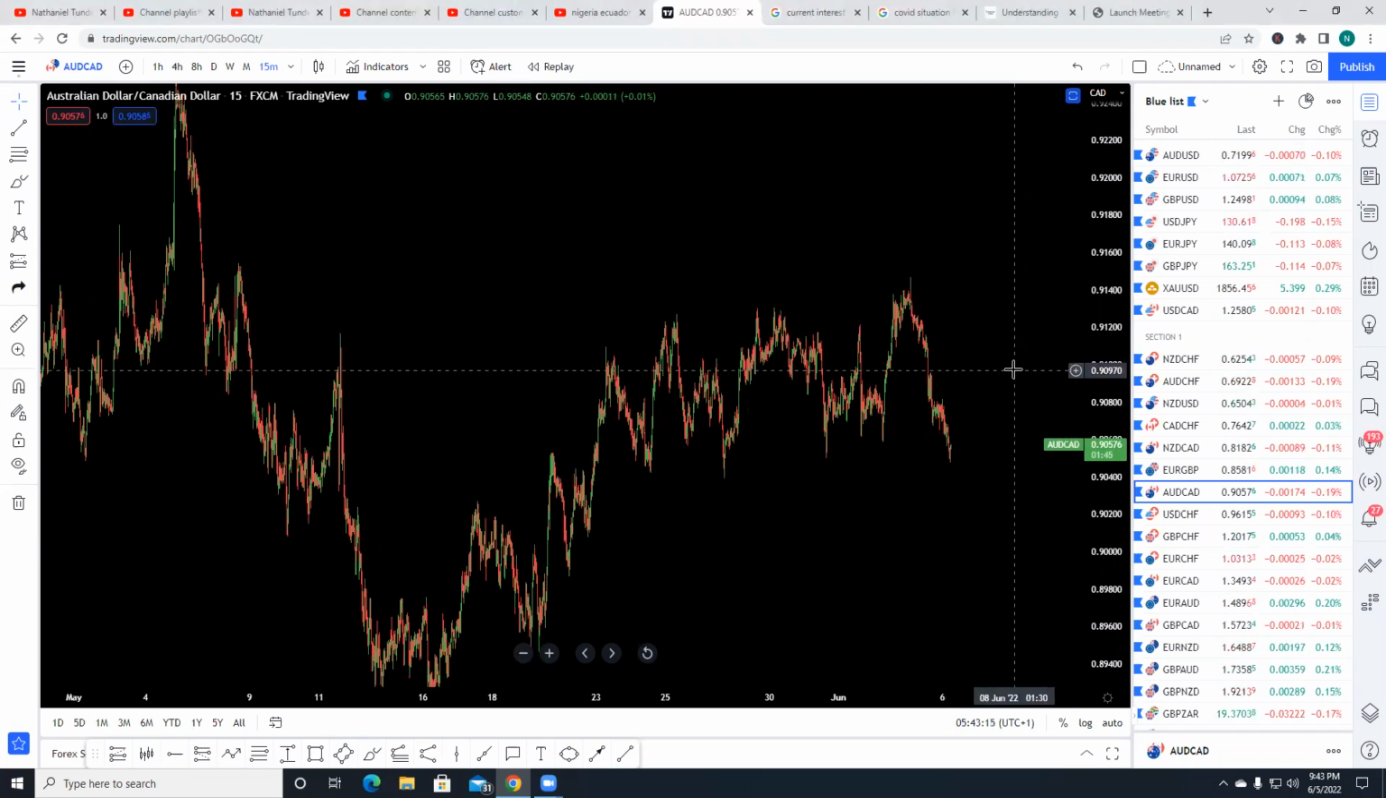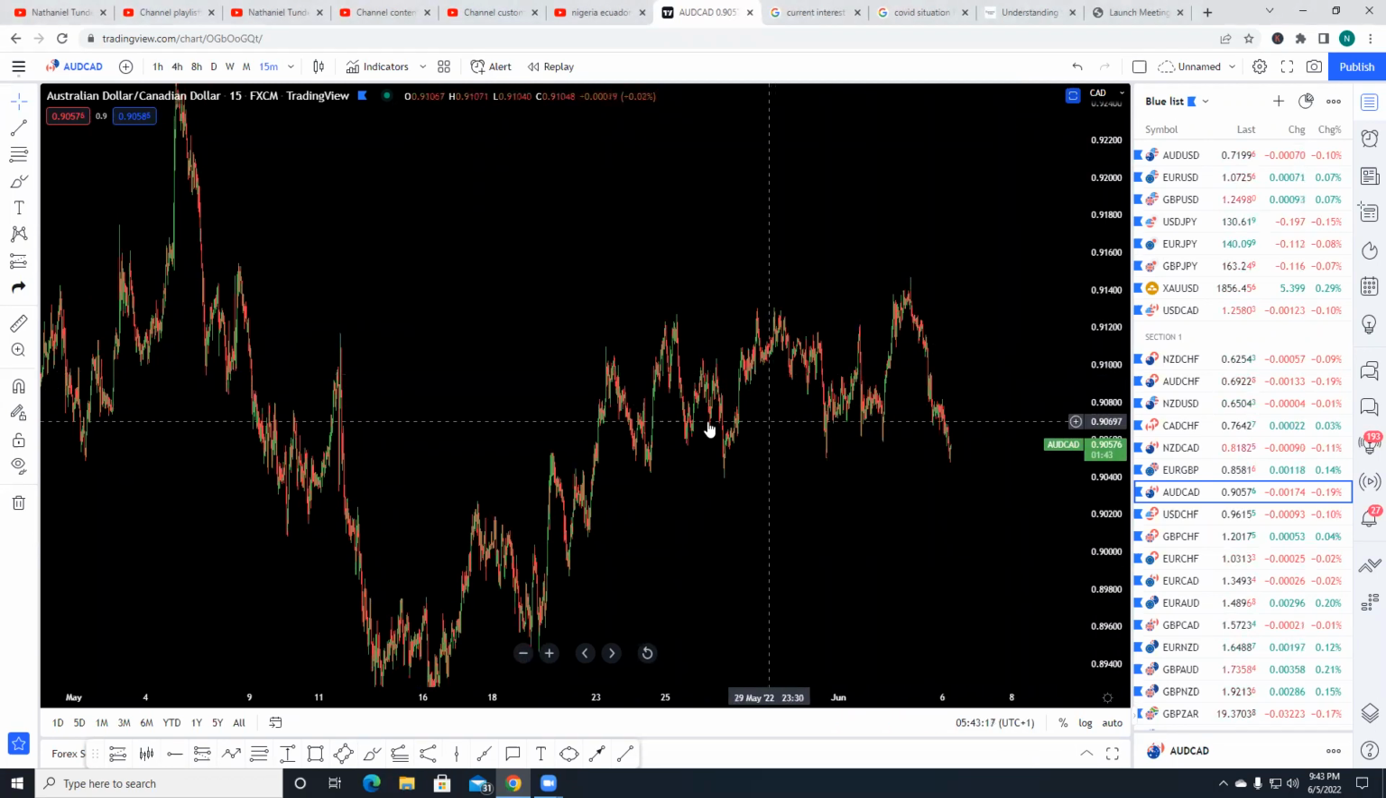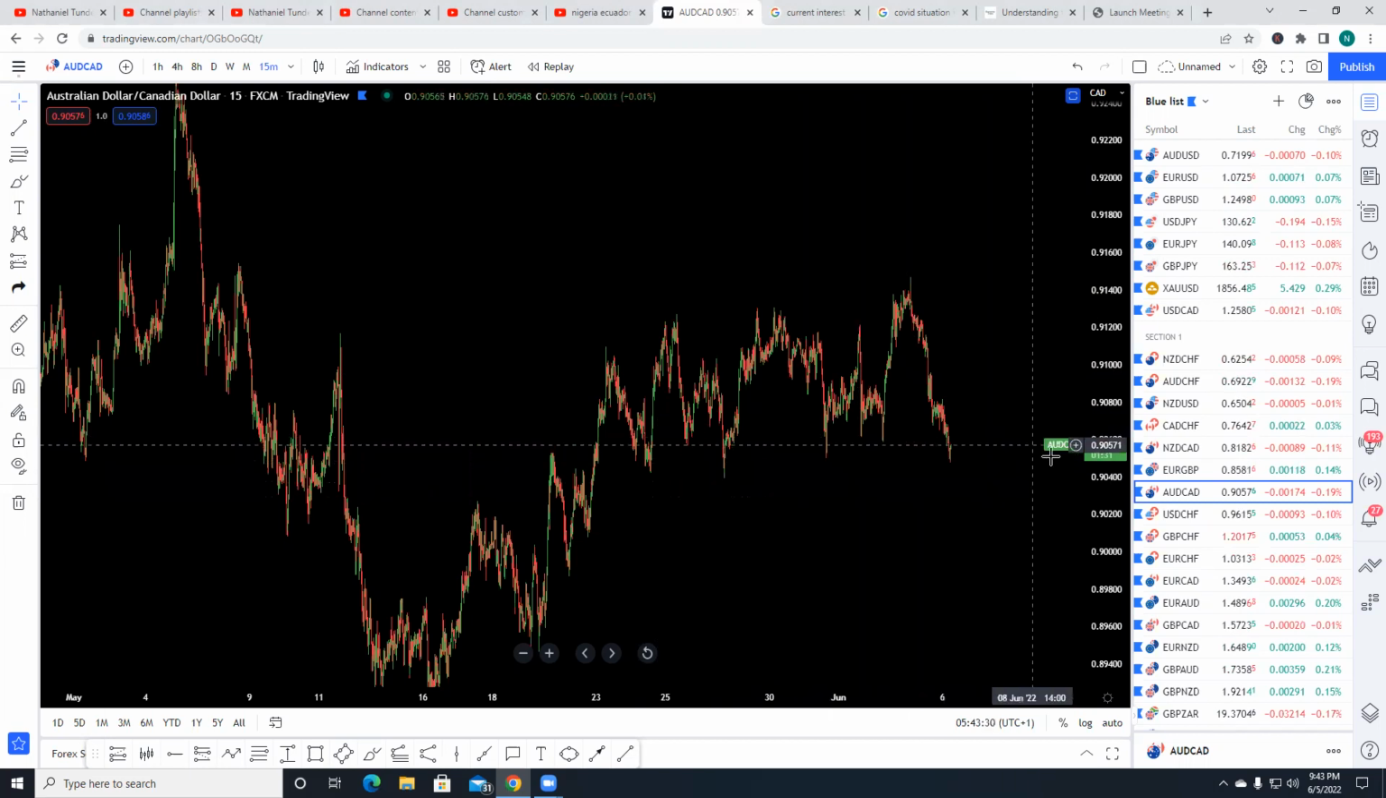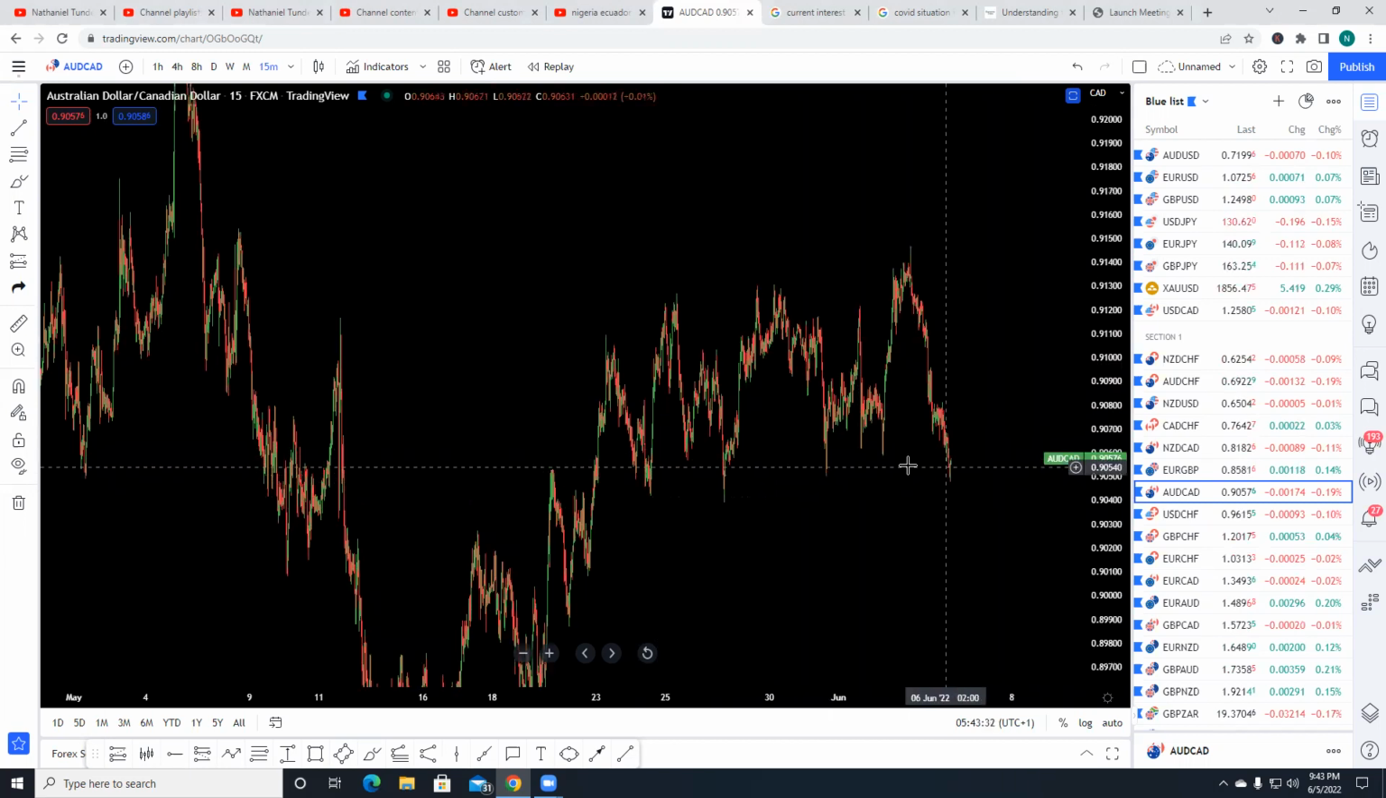First, you don't just come to a pair and look at the technical and see what the technical is doing and just dabble into it. It's not done that way. You have to do your proper homework.